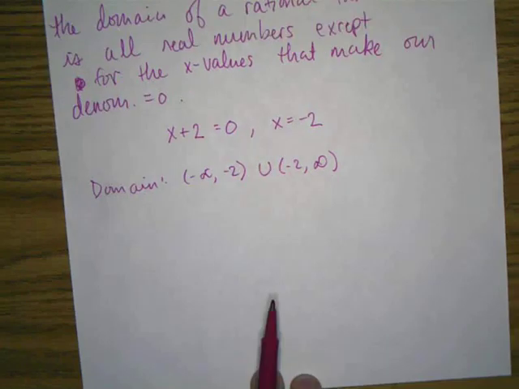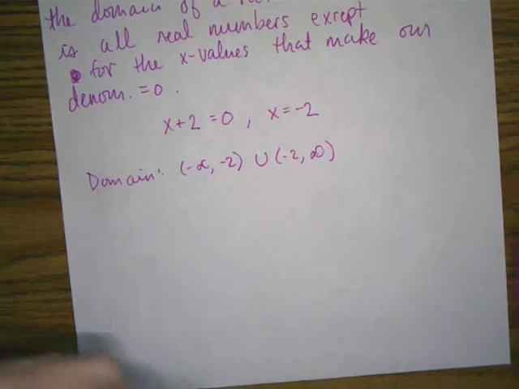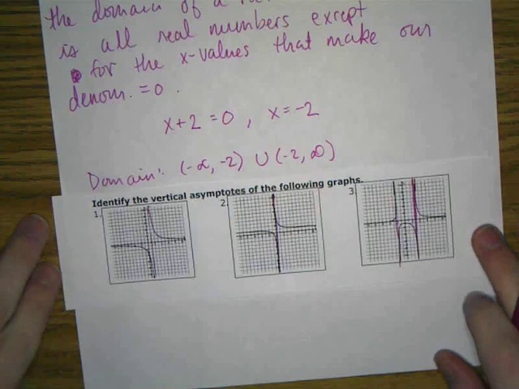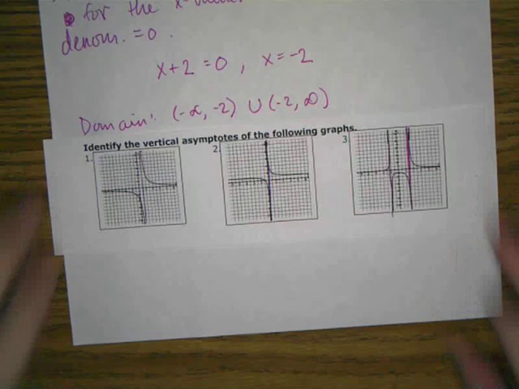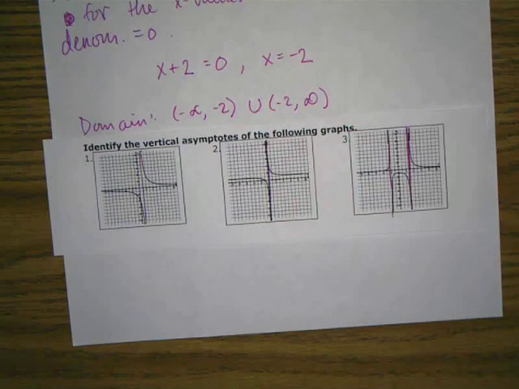Okay? Now, here are a couple graphs, three graphs actually. Pause the video, take just a second, and write down for each graph what their asymptotes are, their vertical asymptotes, if they have any. Write them down below each of these graphs. Pause the video now and do that.